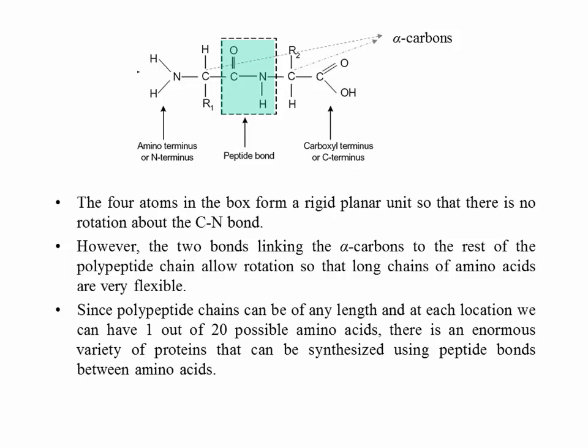So since polypeptide chains can be of any length and at each location we have 1 out of 20 possible amino acids, there is an enormous variety of proteins that can be synthesized using peptide bonds between amino acids. And this is an important topic. For these proteins, the sequence of amino acids that you have is called the primary structure. But you would like to predict, based on the primary structure, can I predict the 3-dimensional shape? And that's an open problem.